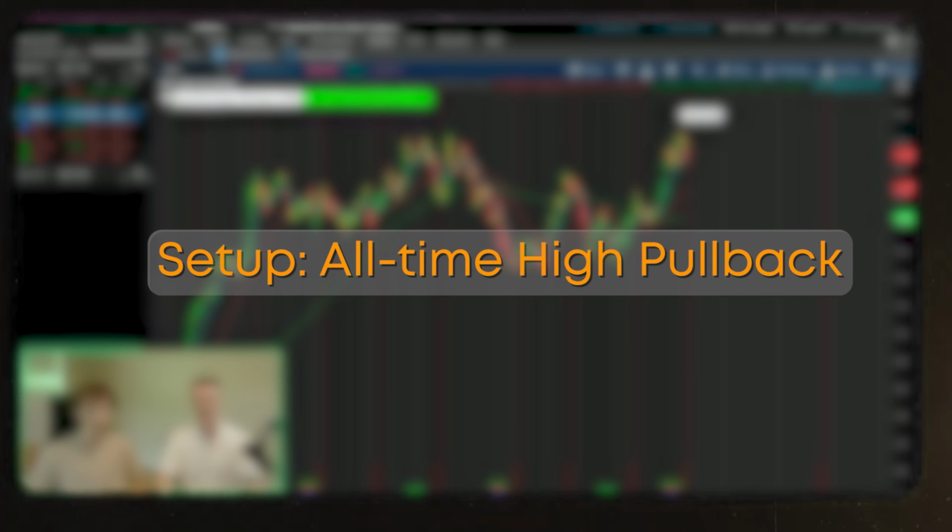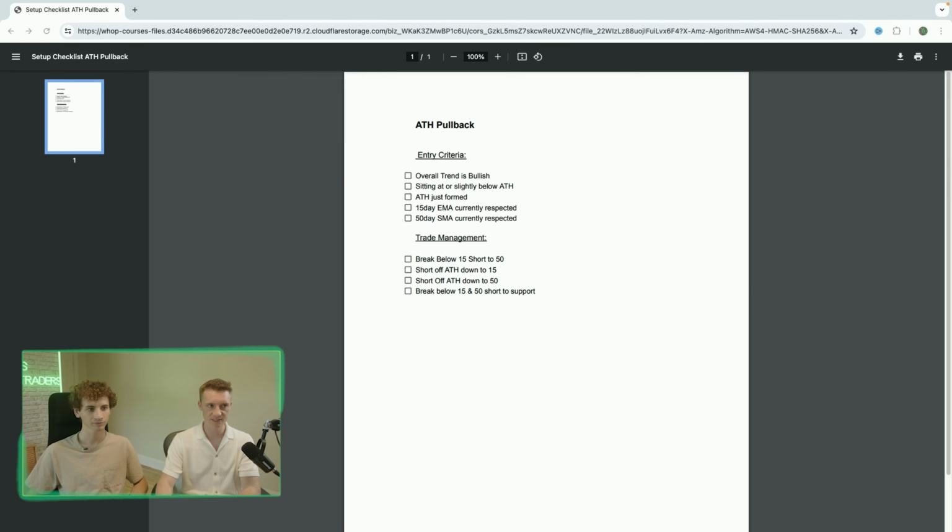Would that mean you put in a 15-day call? No. Don't worry. I think it'll make more sense in a minute here. Okay, so this is what I call the ATH, or all-time high pullback. This is one of the setups that I like to trade, and it's very easy to explain.